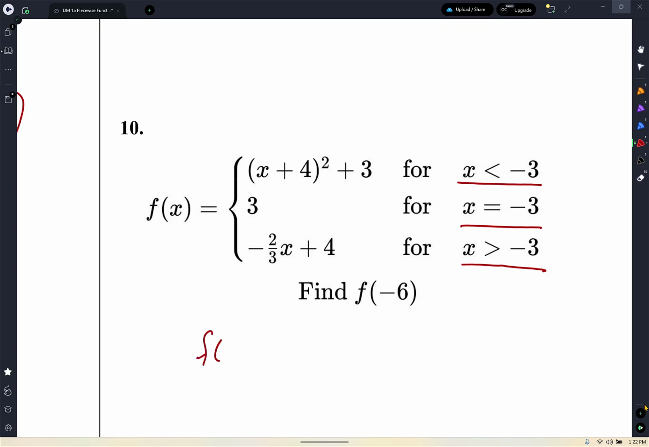I go f of negative 6 equals, parenthesis, negative 6 plus 4, close it, square it, plus 3. Child, I need a calculator. No, you don't. Negative 6 plus 4 is negative 2.